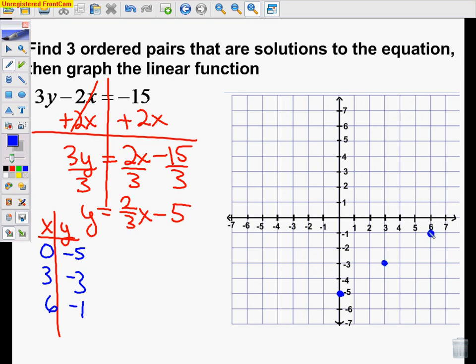All right, and then from there, you're going to go ahead and connect the dots with a straight line. And there we go. We found 3 ordered pairs that are solutions. Here's the 3 ordered pairs right here. And then we use those 3 ordered pairs to graph the function.